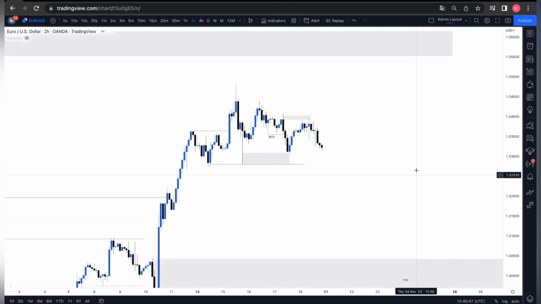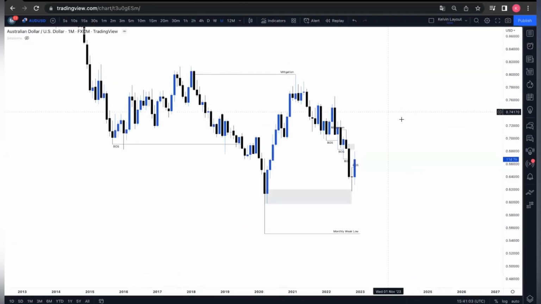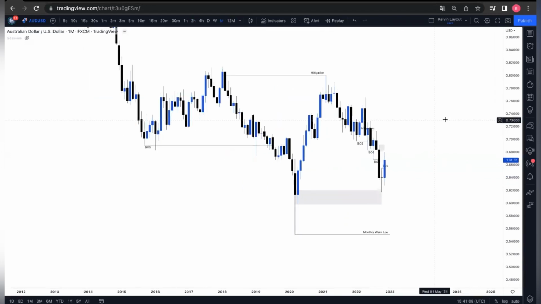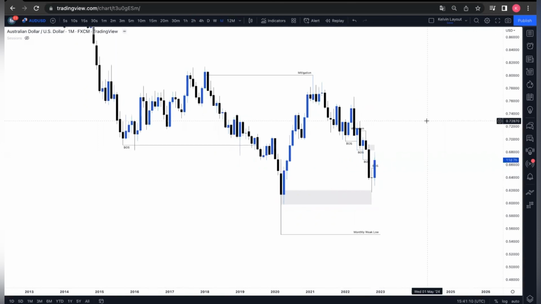Let's move to another pair. When it comes to the Aussie dollar, we can start from the monthly time frame, right? We don't need to go any further than that. We can just start from the monthly time frame.